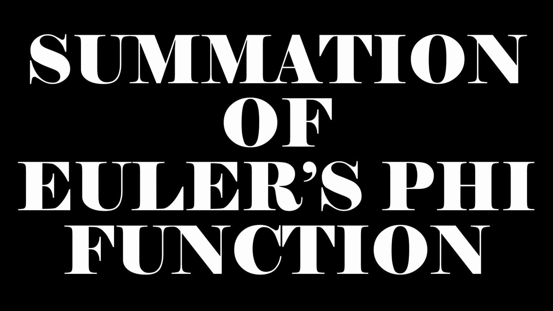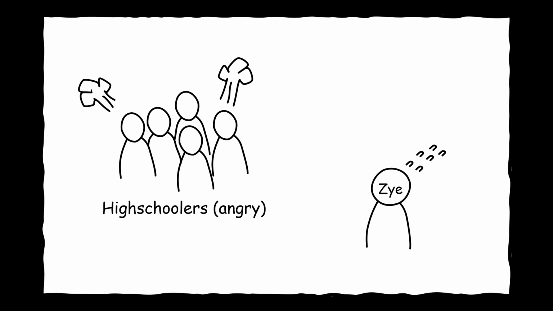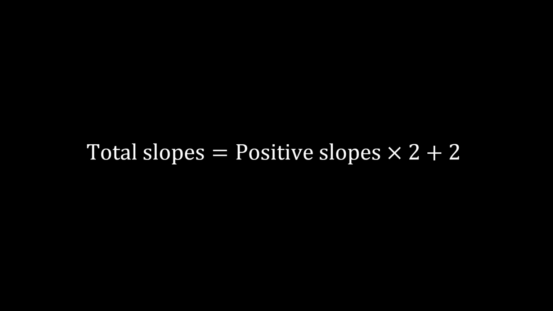So, the answer is simple. All you have to do is make use of the summation of Euler's phi function. Wait, it's still possible to solve with simple terms. Euler's phi function isn't really needed, okay? Watch this. First, the total number of slopes is equal to the number of positive slopes times 2 plus 2.